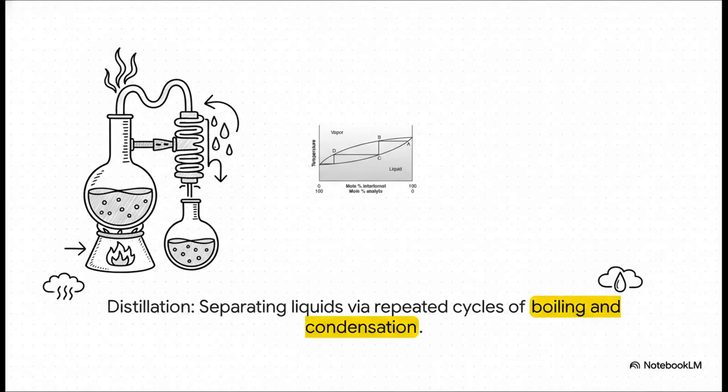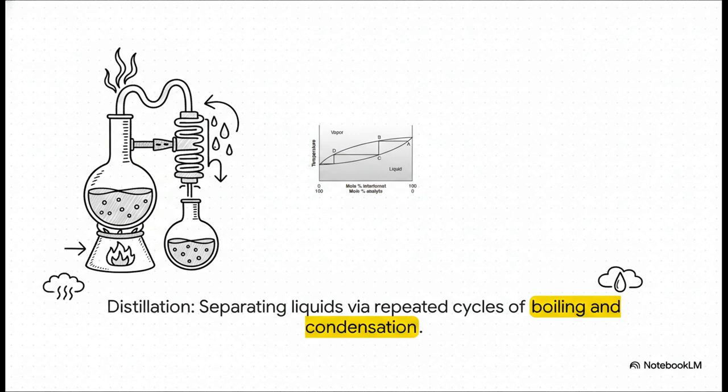Next is distillation, which is a super powerful way to separate liquids that have different boiling points. Let's trace the process on this diagram here. You start with your liquid mixture at point A. When you heat it, the stuff with the lower boiling point turns to vapor first. That gets you to point B, a vapor that's now richer in that one component. Then you cool that vapor and it condenses back into a liquid at point C. See how we've moved to the left? We're closer to a pure sample.